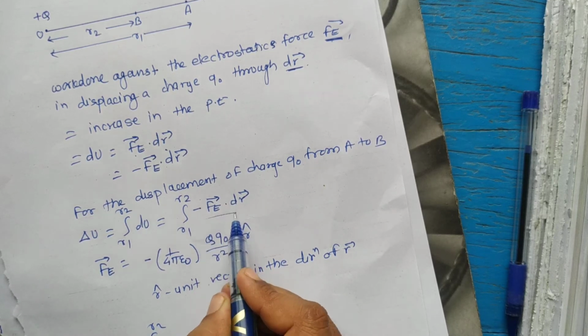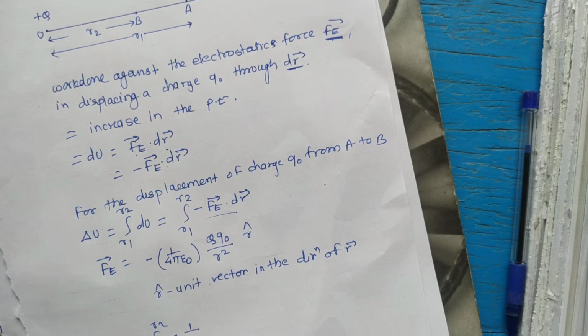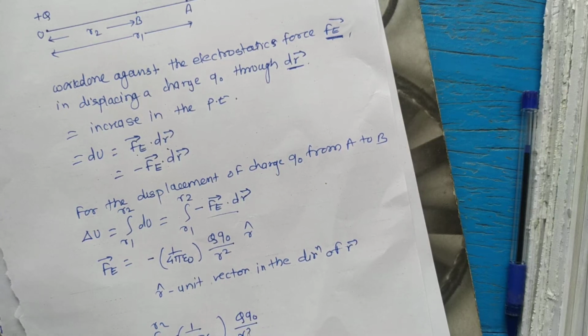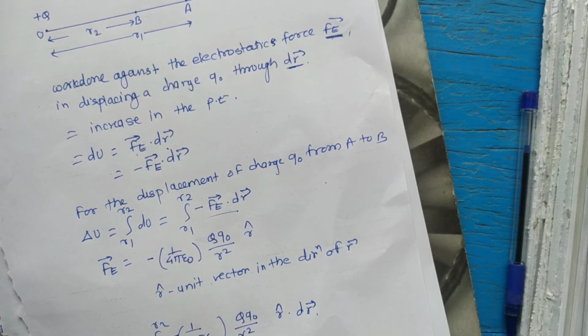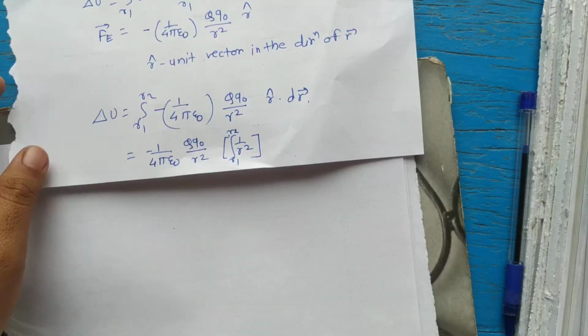Putting the values of Fe, minus 1 upon 4 pi epsilon naught Q Q naught divided by r square into r cap dot dr bar. The minus 1 upon 4 pi epsilon naught Q Q naught are constants. Therefore, we can take this outside the integration. 1 upon r square integration from R1 to R2.